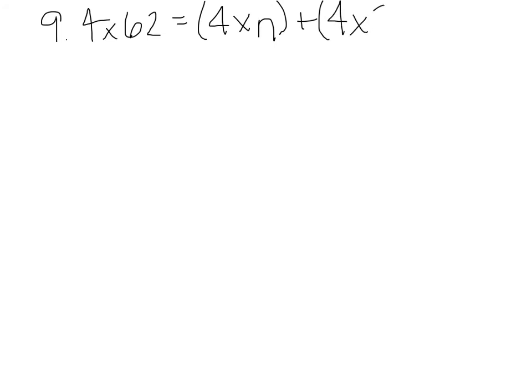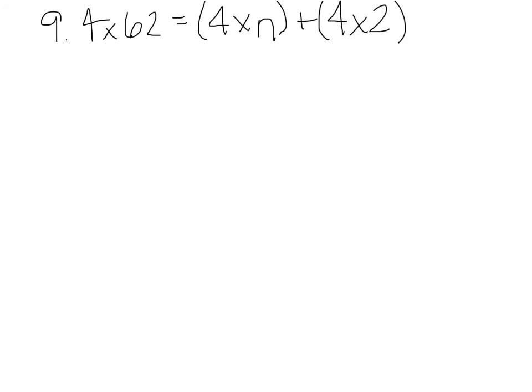So let's take a look at one of the problems at the bottom of the page because they seem to be a little bit trickier. So let's take a look at number 9. Here we have the problem 4 times 62 equals 4 times n, which is my unknown number. It's the one I'm trying to figure out what it is, plus 4 times 2.